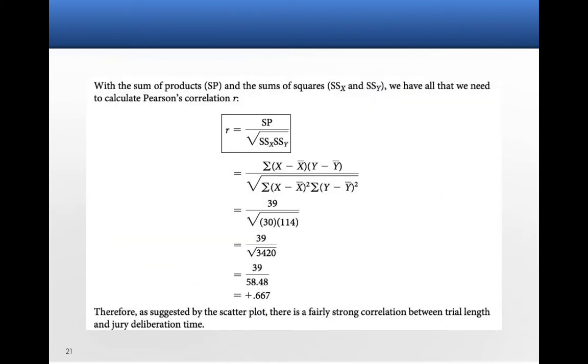We saw this on our scatter plot: there is a positive relationship. As one goes up, the other goes up. And Pearson's r is 0.667. So it's a fairly strong correlation between how long a trial lasts and how long the jury deliberates.